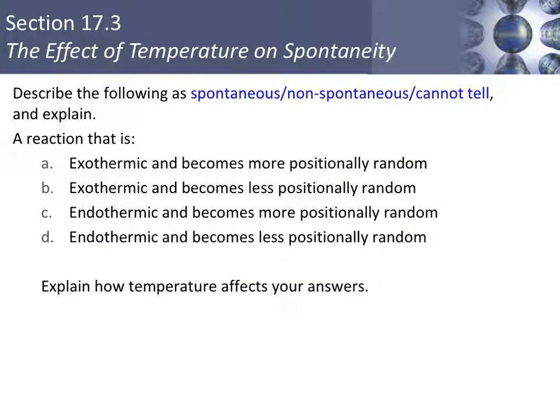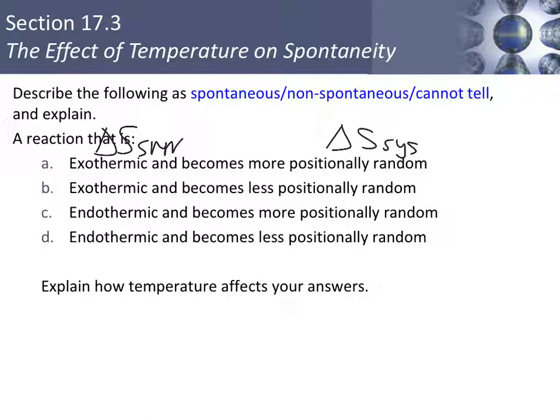Finally, let's think about if the following describe a spontaneous or non-spontaneous process. When we look at if something is endothermic or exothermic, remember we can use that to determine the entropy change for the surroundings. And then positional randomness we can look at in terms of the entropy change for the system. And then if we add the two together again, that gives us the entropy change for the universe. For spontaneous processes, we're looking at a positive value there.